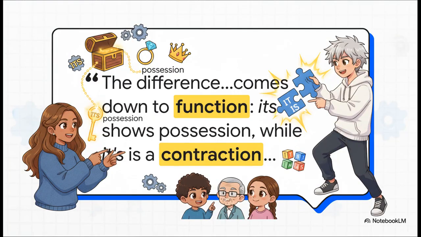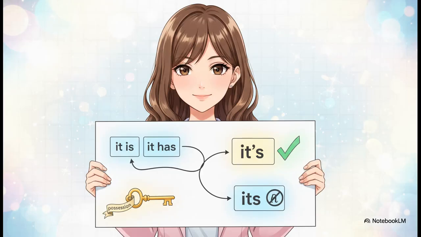So let's just sum it all up nice and neat. The difference between these two words really just comes down to their job, their function. Its shows possession, and it's is just a shorter way of saying it is or it has. And really, that's all there is to it. The next time you're writing, just remember that simple little trick. If it is works in the sentence, use the apostrophe. If not, don't. And just like that, now you know the secret to getting this right every single time.